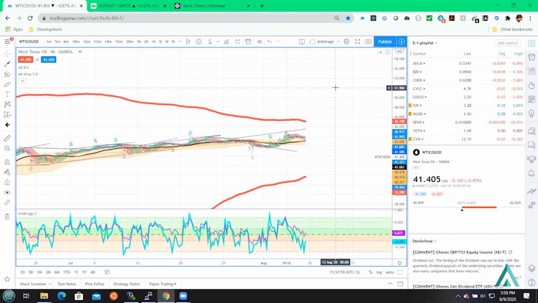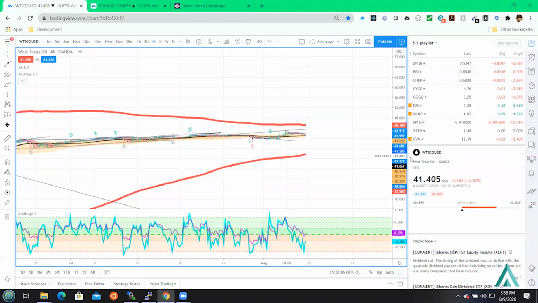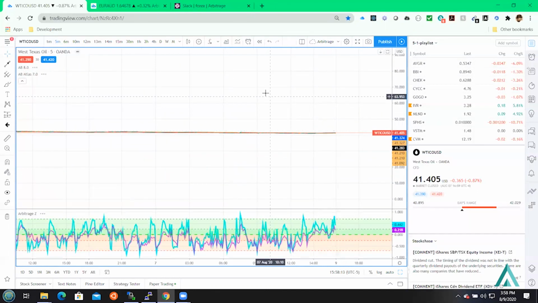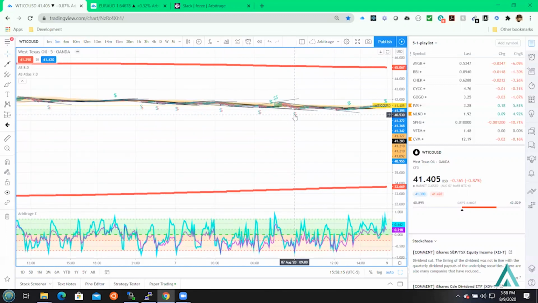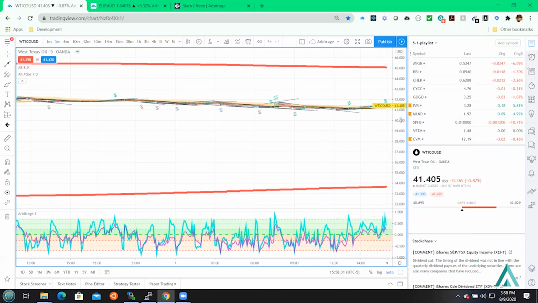Hey, Royce, real quick. The colors on the side, how do you get them over there? The colors on the 5? On the side. Oh, these colors? Right click, do label, indicator of the last value label. And basically all of the things I have in there, it'll show you the prices that are attached to them. All right, appreciate it.